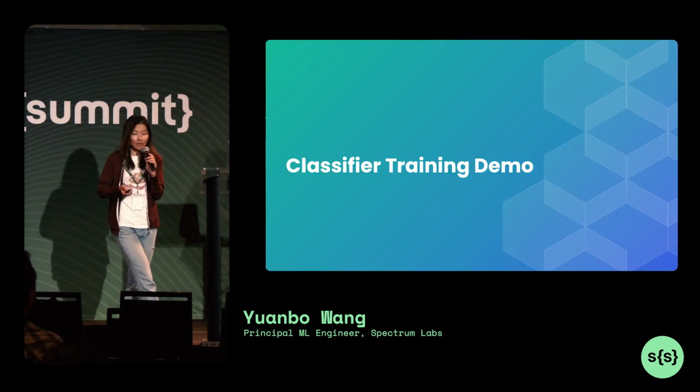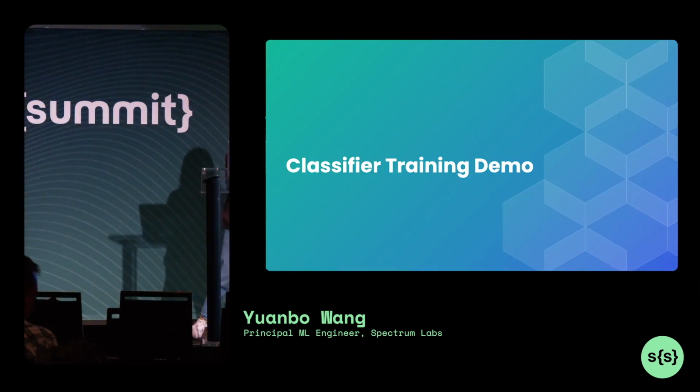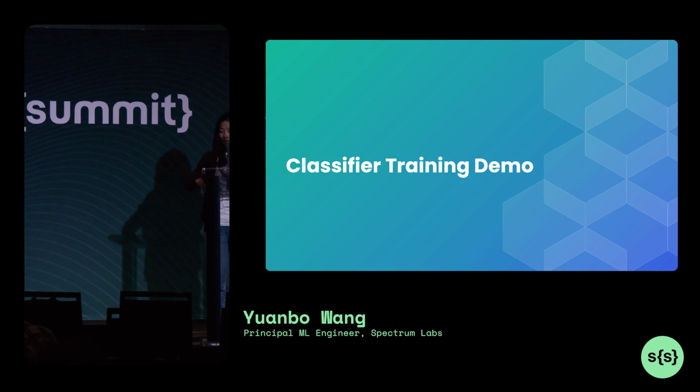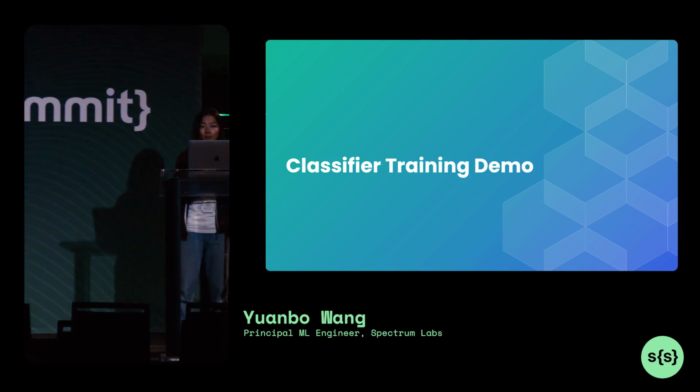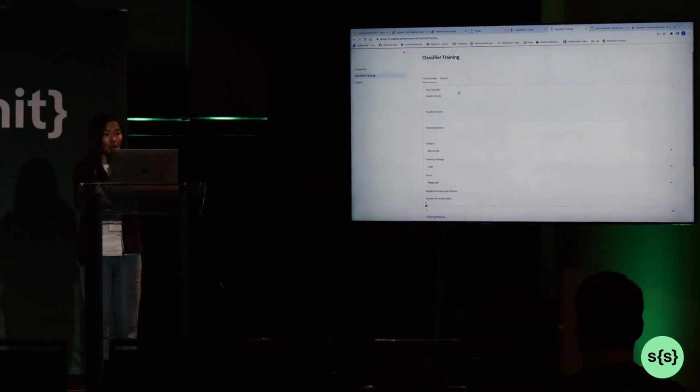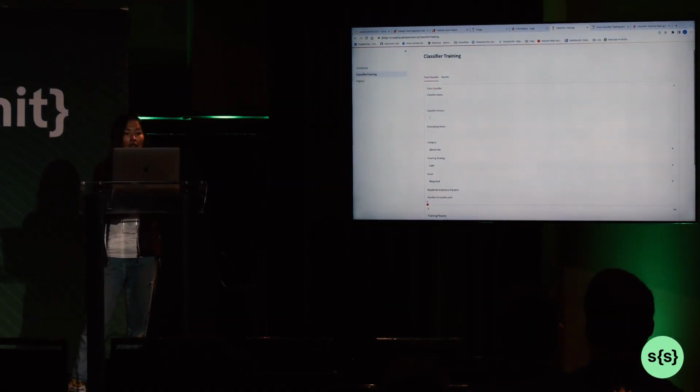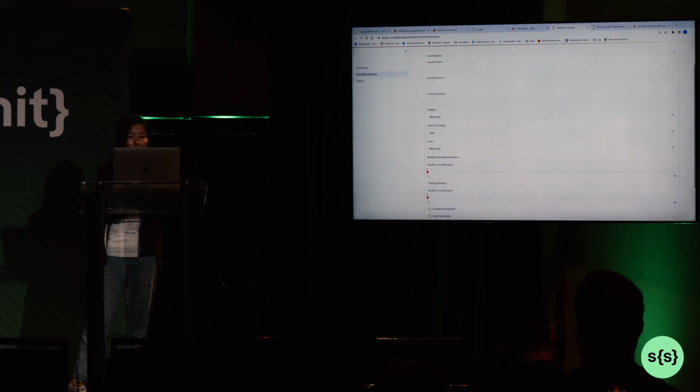So I'm just going to give a quick demo of how this training workflow looks as well. It's very similar to the feature store. We have a classifier training tab, and then we can type in the classifier name, the version, the embedding name, and then there's a bunch of other parameters that we type. And here we can specify the model architecture parameters.